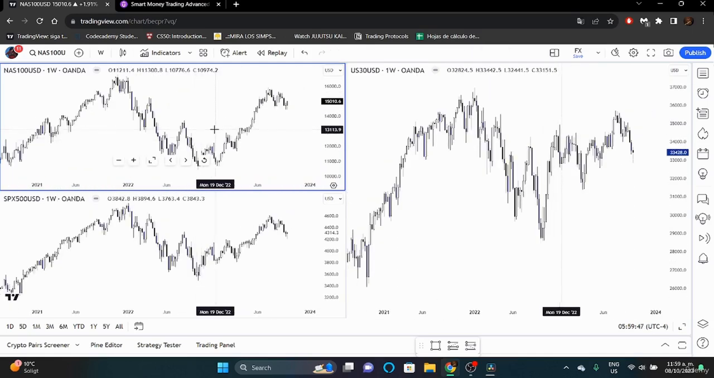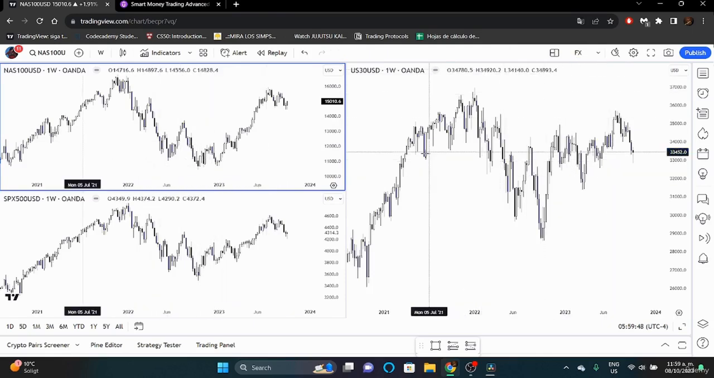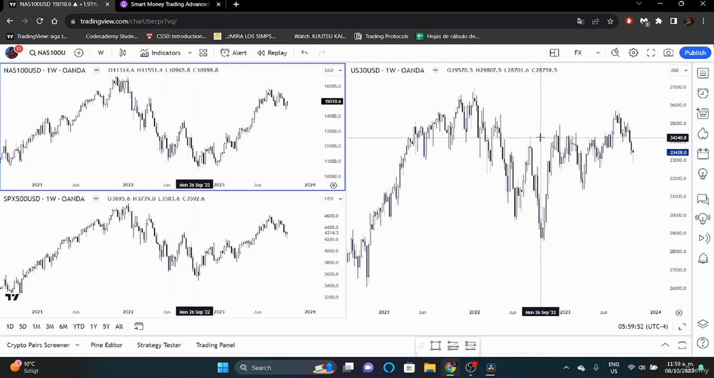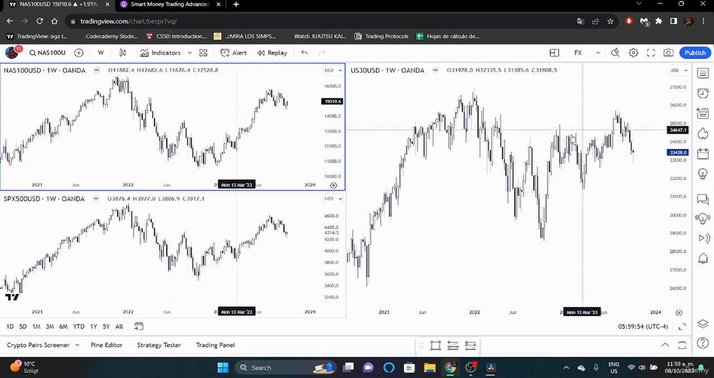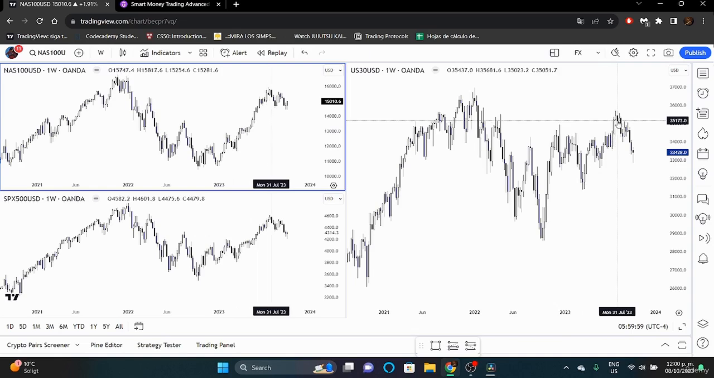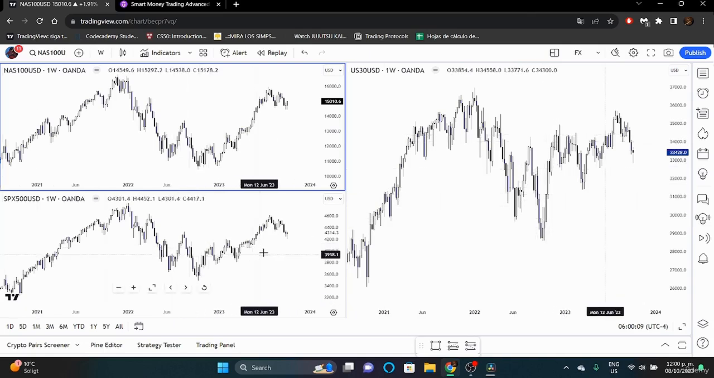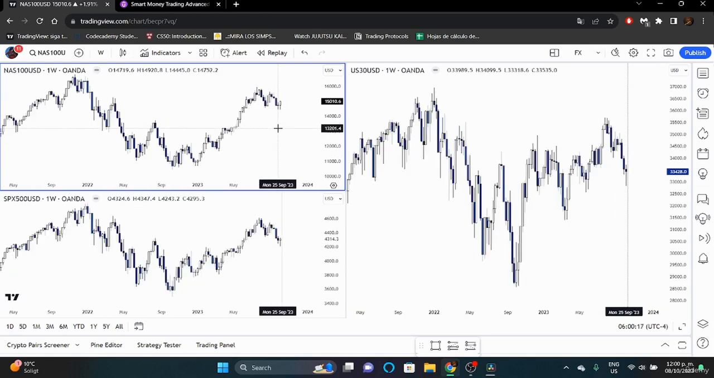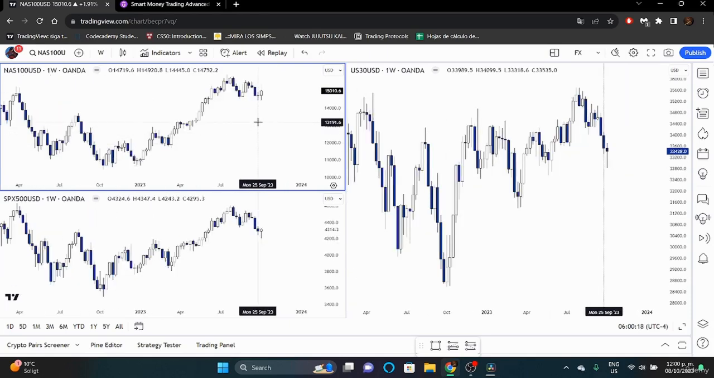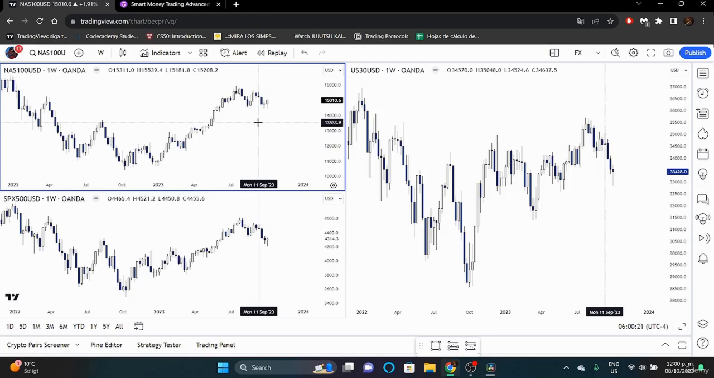Okay. Now look at this. What are we seeing here? Can we see anything? Look. In all this rally higher, they're all running together. They're all correlated, right? Now let's get a closer look. Look at the weekly.